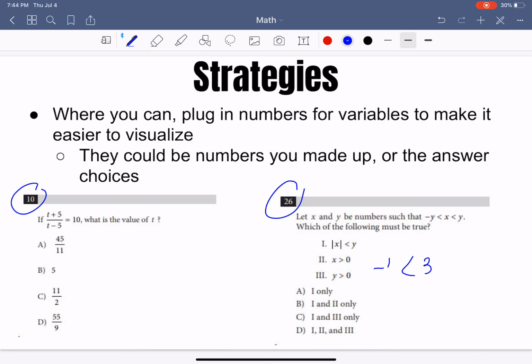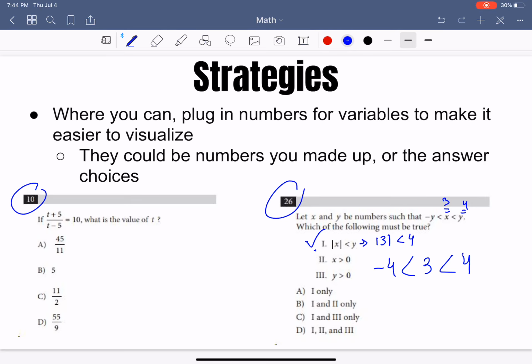3 is greater than -4, but it's less than 4. And that's fine. And then we can try to put that in. So we said that x equals 3, and we said that y equals 4. So let's see which one is true. Let's see that one. We have the absolute value of 3 is less than 4. That is in fact correct.